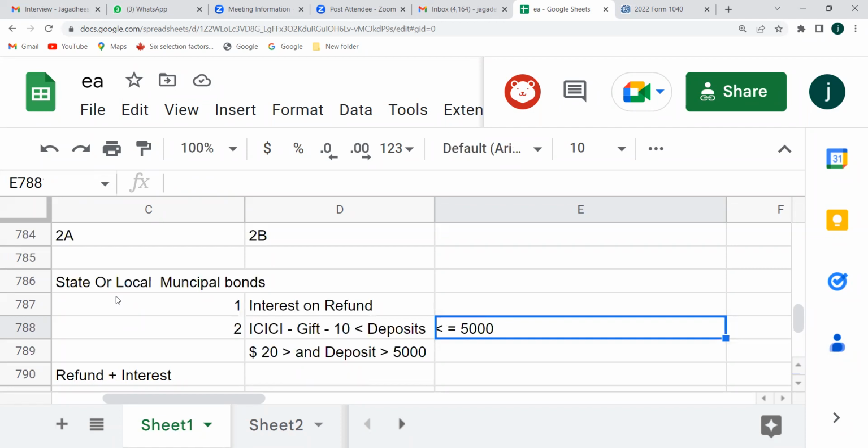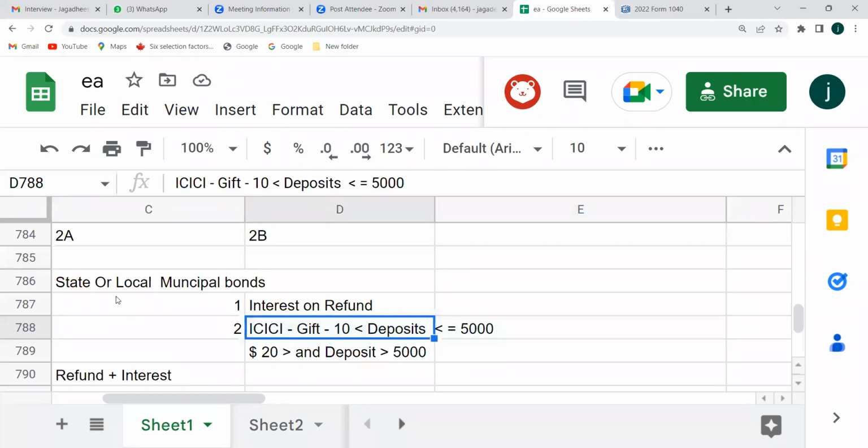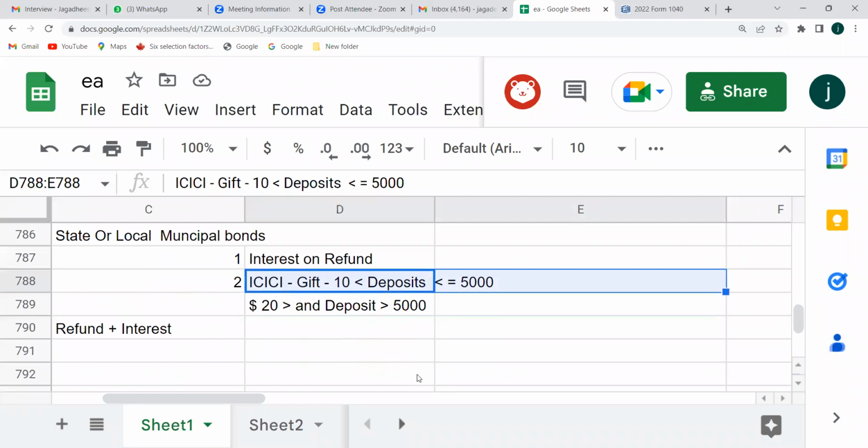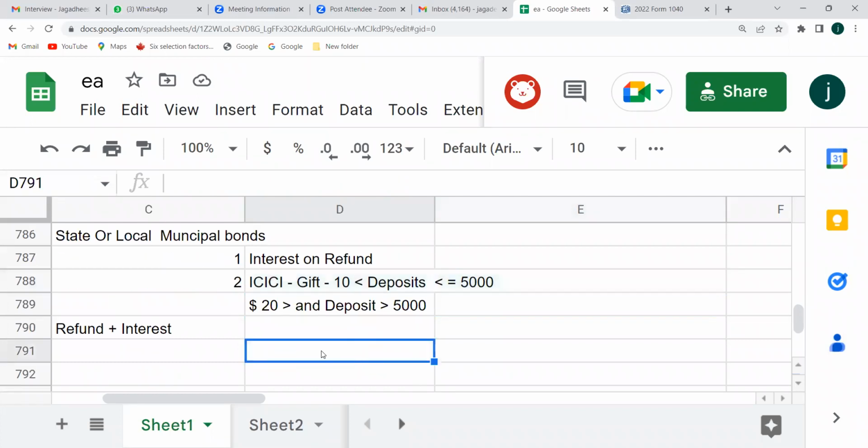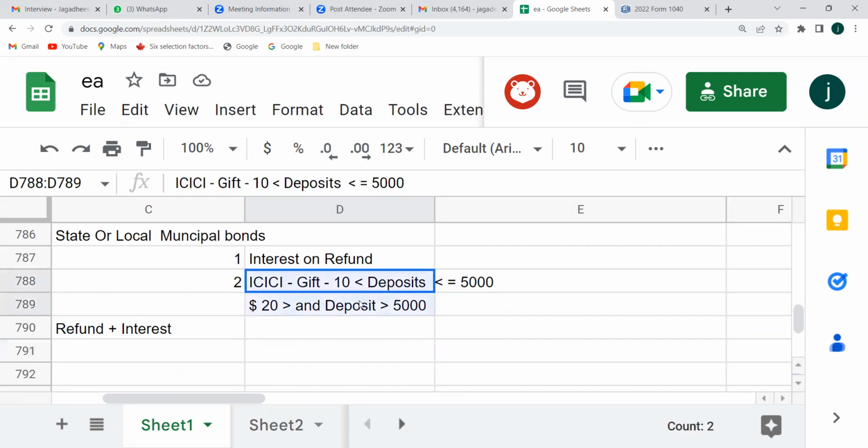This gift has to be in cash only, or it can be in kind as well? Anything, it can be anything. The gift can be anything, like vouchers and all. Everything is covered, so the market value will be taken. So here also the deposits should be less than or equal to $5,000 only at the time of opening the account, right? Yes, at the time of account opening only.